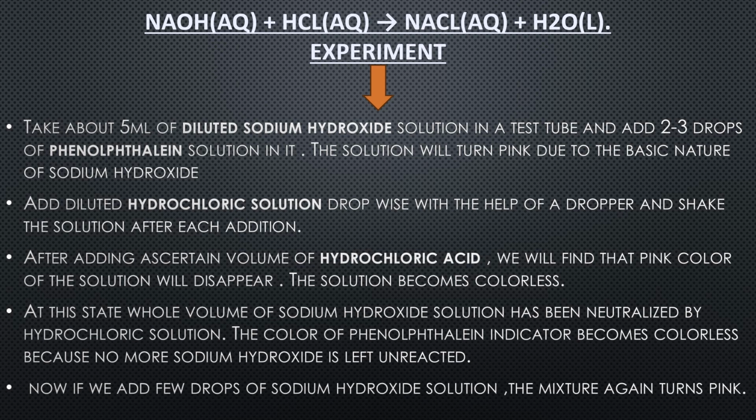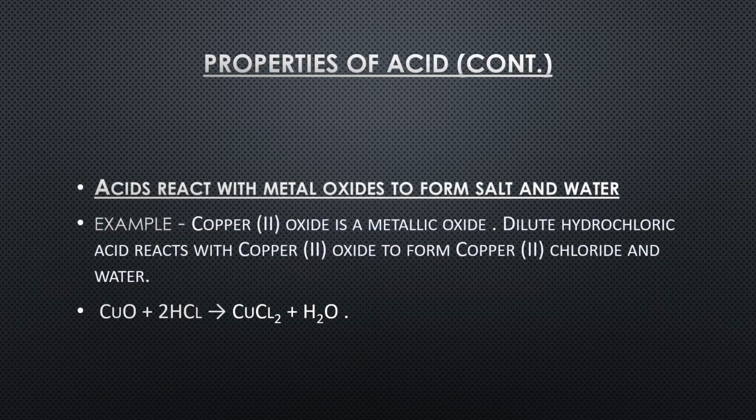Next, acid reacts with metal oxide to form salt and water. Copper 2 oxide is a metallic oxide. Copper 2 oxide, you know copper is a metal and its oxide will be a metallic oxide. Dilute hydrochloric acid reacts with copper 2 oxide to form copper 2 chloride and water. Now see the reaction on the screen. CuO is the formula of copper oxide plus 2HCl, that is hydrochloric acid. It gives CuCl2, cupric chloride, plus H2O, water.